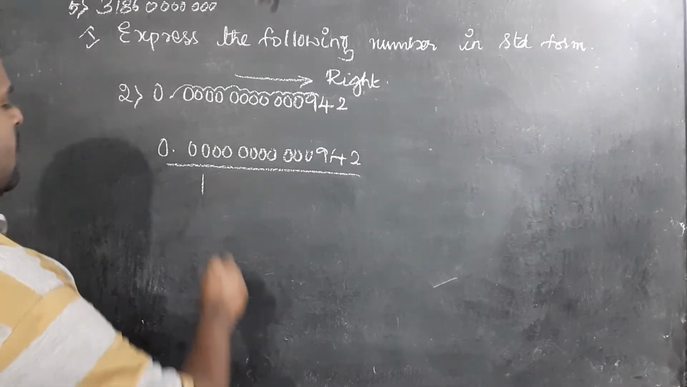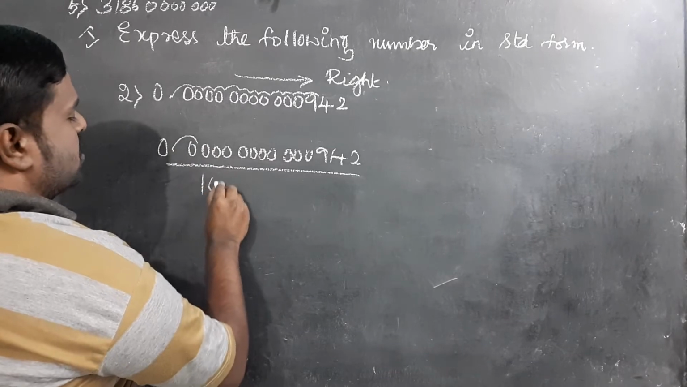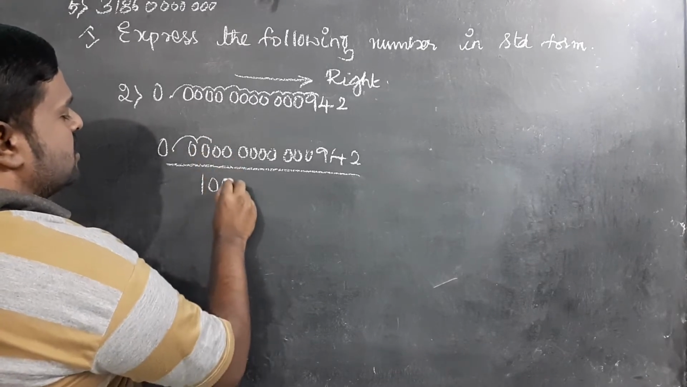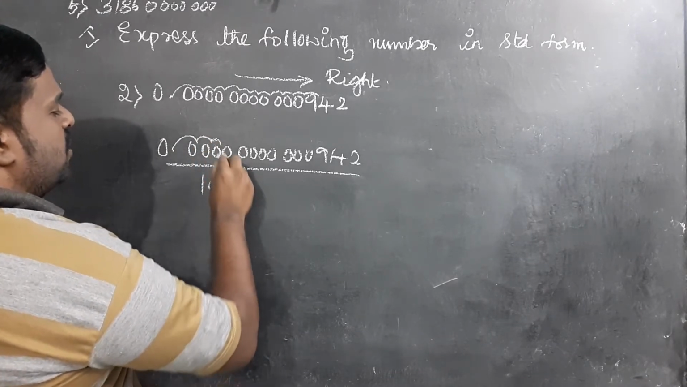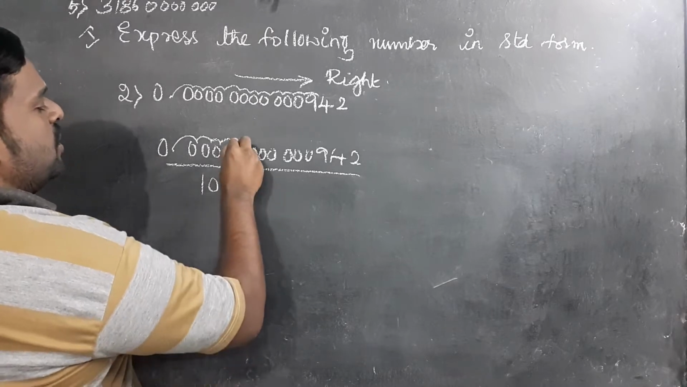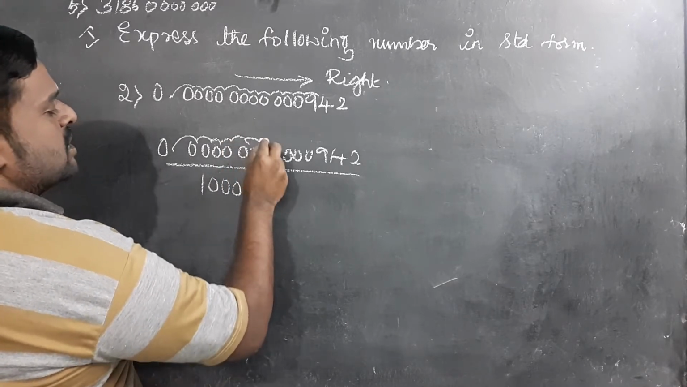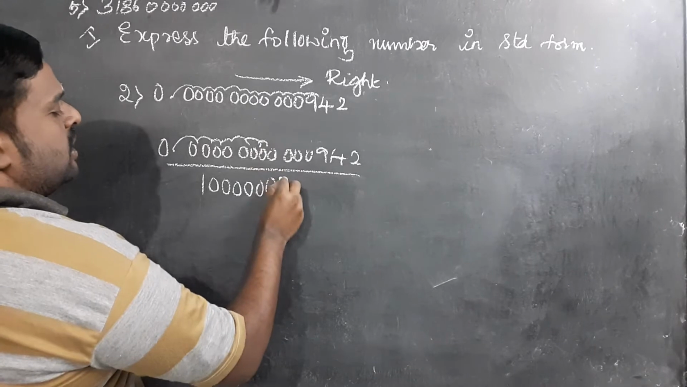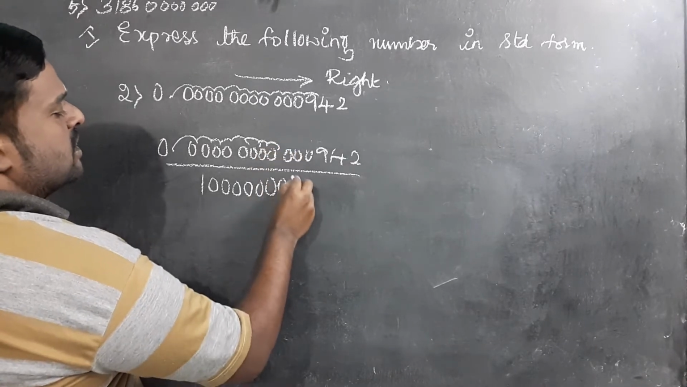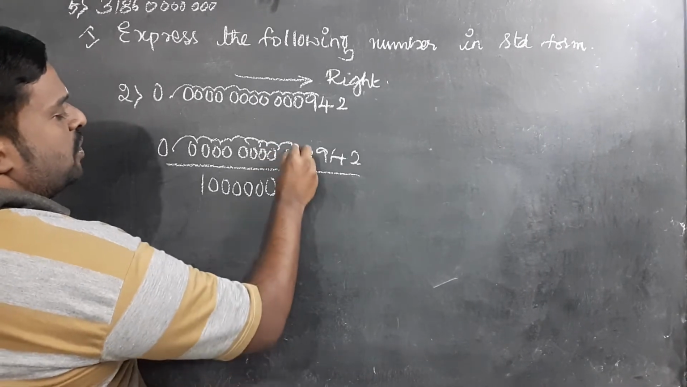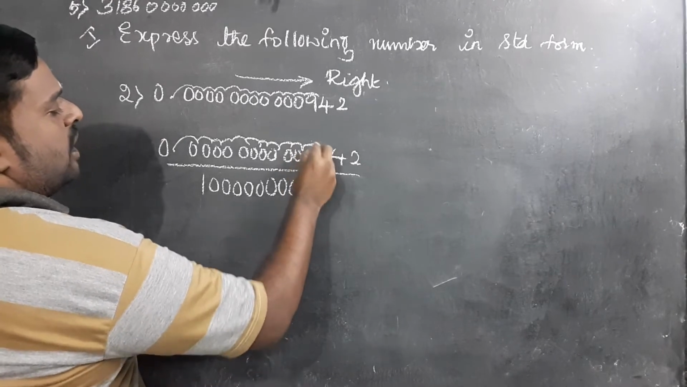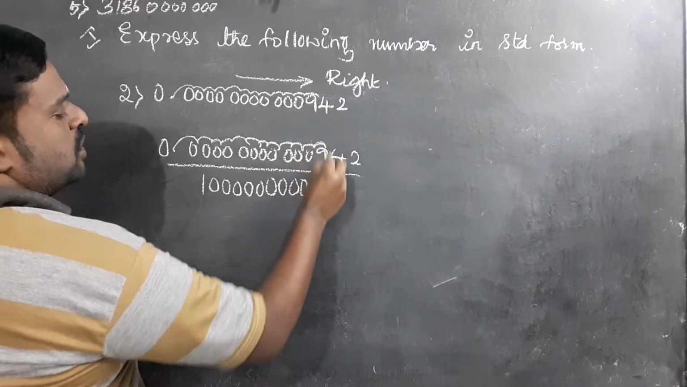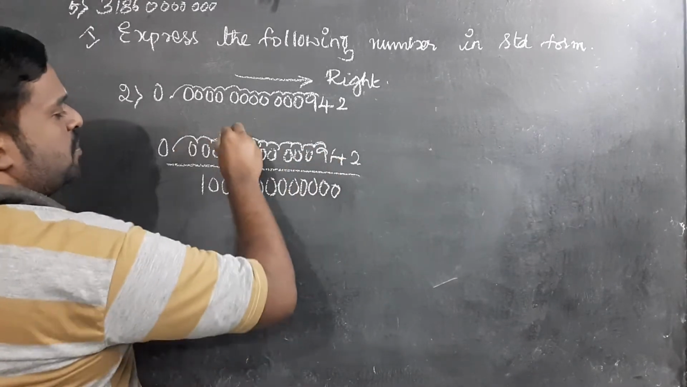Now look on here. I am shifting first decimal here, taking 0. Shifting second decimal, taking 0. Shifting third one, taking 0. Shifting fourth one, taking 0. Fifth one, taking 0. Sixth one, taking 0. Seventh one, taking 0. Eighth one, taking 0. Ninth one, taking 0. 10th one, taking 0. 11th one, taking 0. 12th one, taking 0. So you have shifted the decimal.